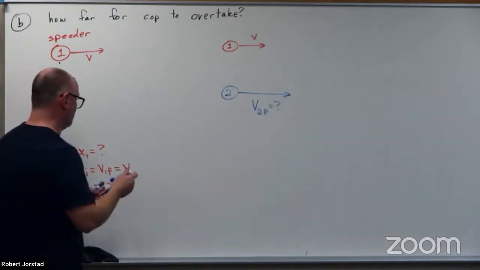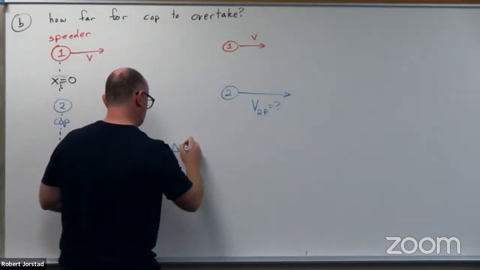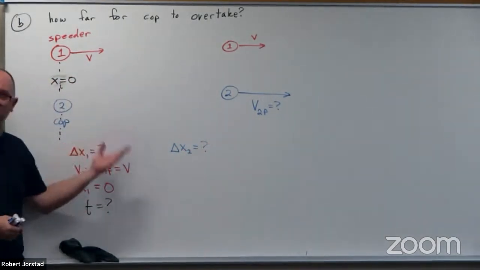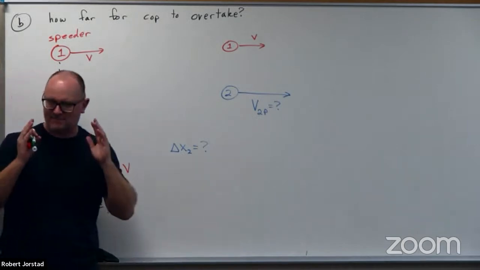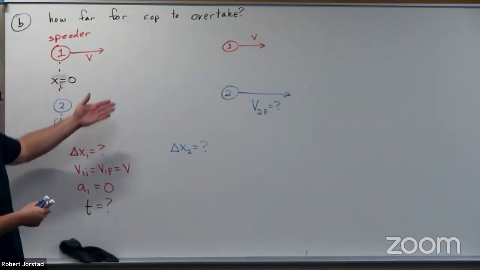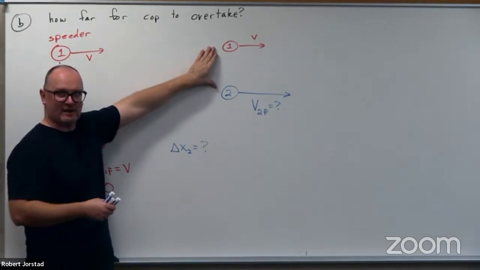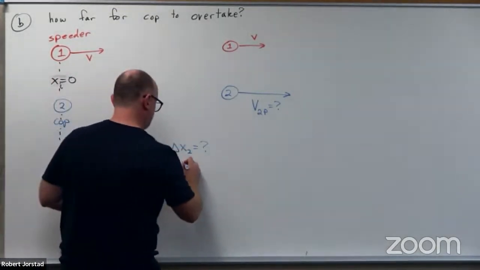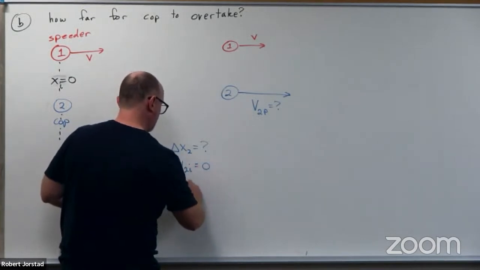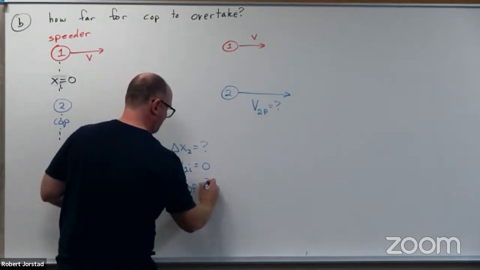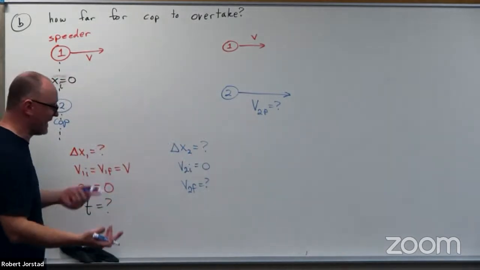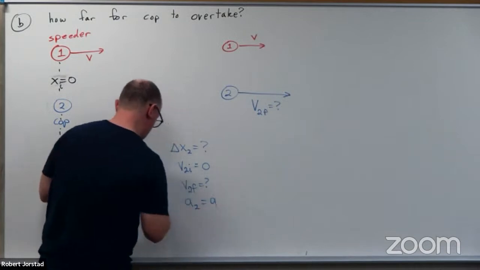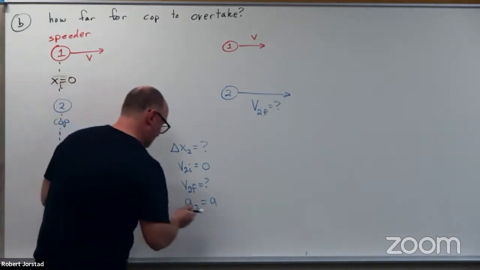For number 2, you might be saying, wait, didn't we just figure these out? No, we figured out the max separation delta x. This is a new problem. They have a different x value now. We can't use the old x values. So now I do know that V2 initial equals 0. V2 final equals, I don't know. It can't be V. It's got to be faster. But I do know its acceleration is still a. And I do know we could use the same time, but I don't know what it is.